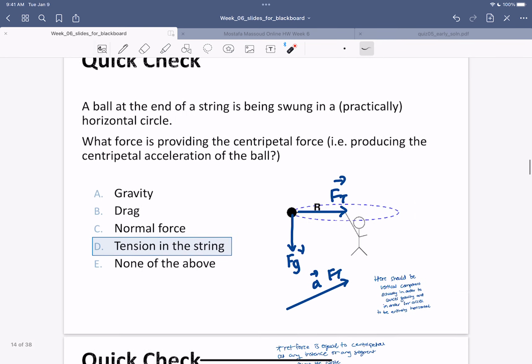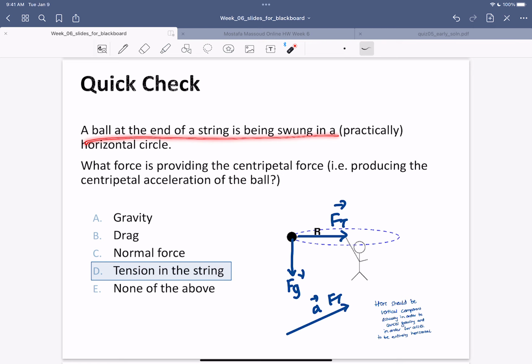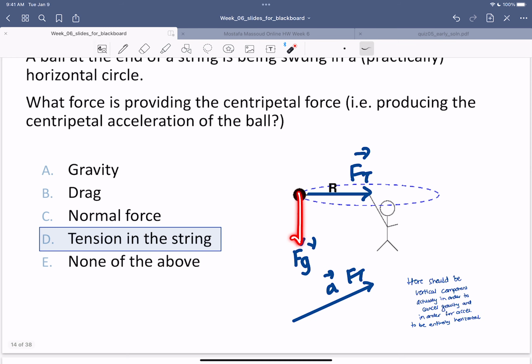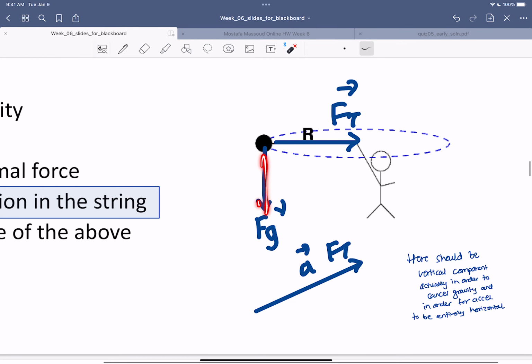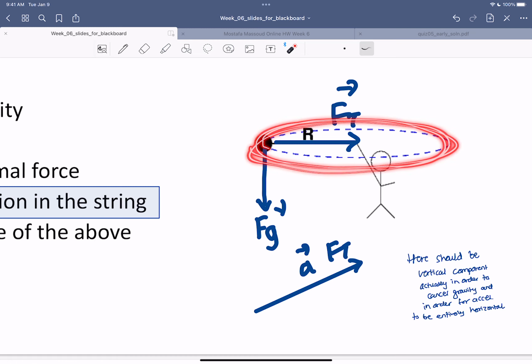And so here's a quick check problem. If we have a ball at the end of a string being swung in a horizontal circle, what force is providing the centripetal force? Well, if we have the ball here, there's gravity pulling it directly downwards, and then there's tension force because we're spinning the ball around in a circle, basically, right? So that tension force is pointing along the radius, radially inward, right? That's what's offering us centripetal acceleration, and that's what's offering us centripetal force. So there's Fg and there's Ft. Well, in terms of the circle, what's directly involved in the circle?